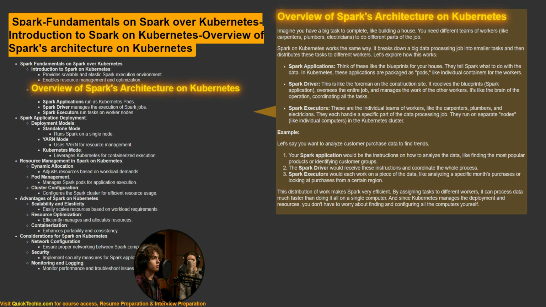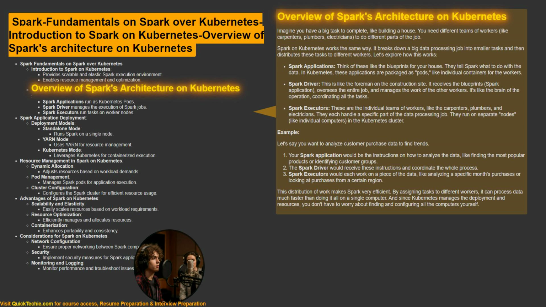Overview of Spark's architecture on Kubernetes. Imagine you have a big task to complete, like building a house. You need different teams of workers like carpenters, plumbers, electricians, to do different parts of the job. Spark on Kubernetes works the same way. It breaks down a big data processing job into smaller tasks and then distributes these tasks to different workers. Let's explore how this works.